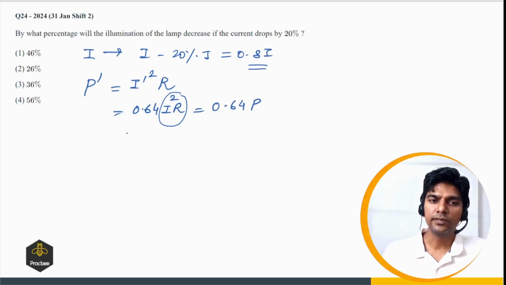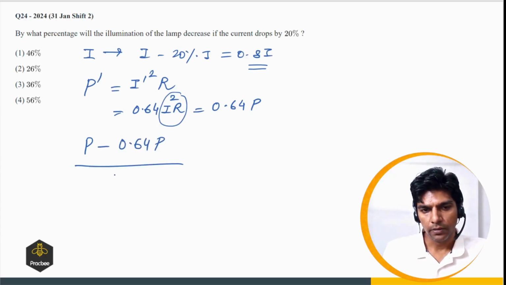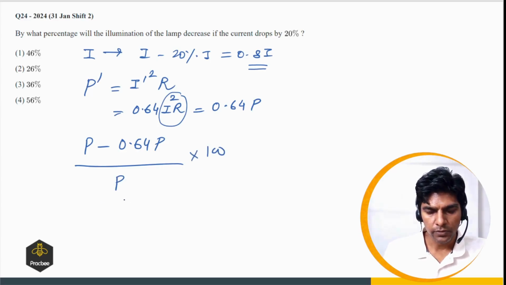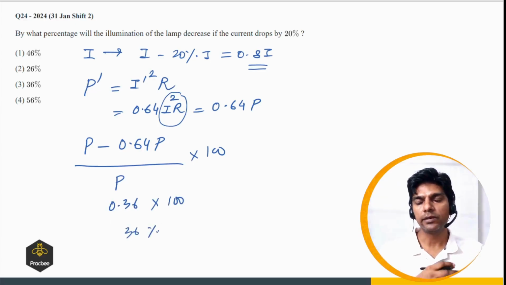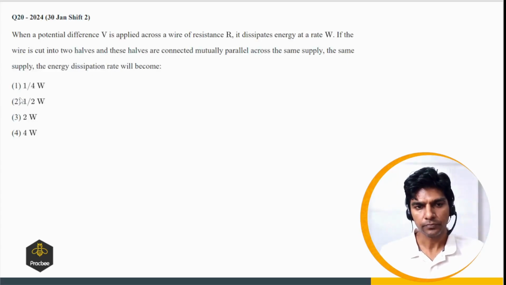Now how much is the change in the illumination? So that will be the percentage change in the power. So percentage change will be P minus 0.64 P, that is the change, divided by the original value times 100. So this comes out to be 0.36 times 100. So that is 36%. So the illumination will decrease by 36%. So option 3 is the right answer.